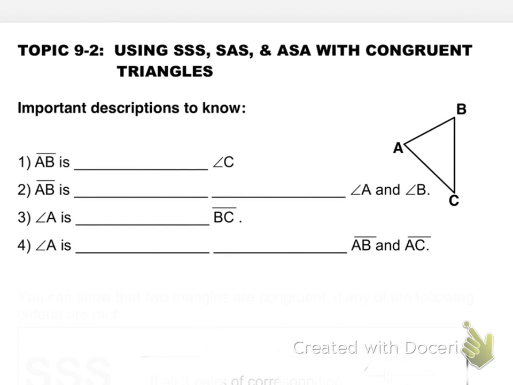Alright, we're ready to start our next lesson, which is topic 9.2, using side, side, side, and angle, side, angle with congruent triangles. So, these are important things to know. You're going to see that side AB here is opposite angle C. So that's opposite.